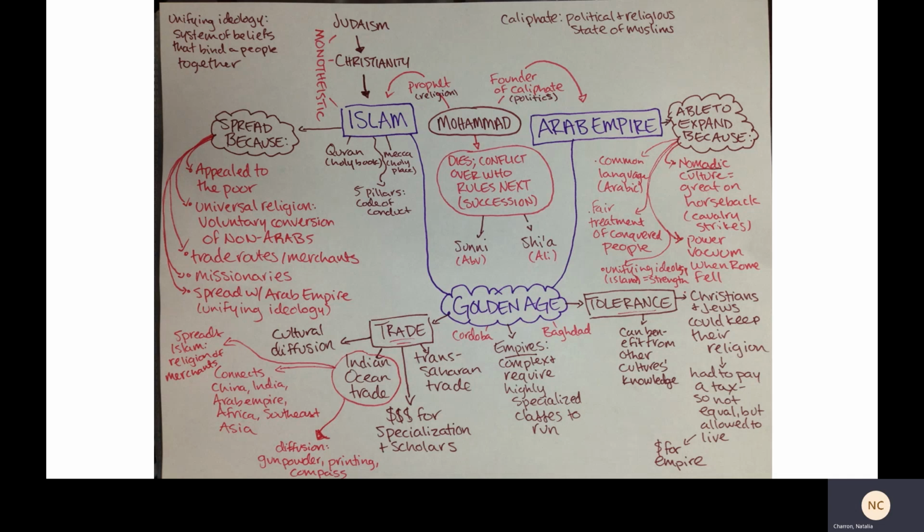Similarly, if you're tolerant of the people that you conquer and the people who happen to be walking through your empire, you can benefit from their knowledge and the knowledge of their cultures and use it to your advantage. Because Christians and Jews could keep their religion in the Arab Empire, they weren't resisting the whole time. And they had to pay a tax in order to keep their religion and not convert, but they were allowed to live. And that tax provided additional money for the empire. So next time we'll see what happened with this golden age.